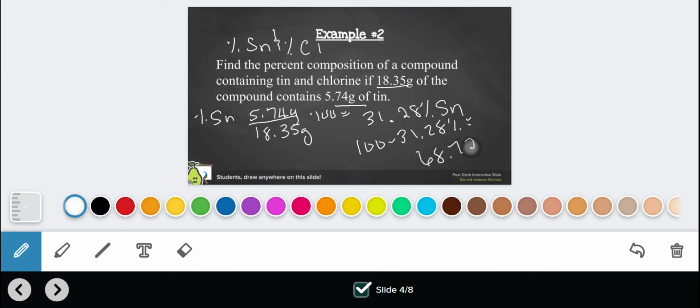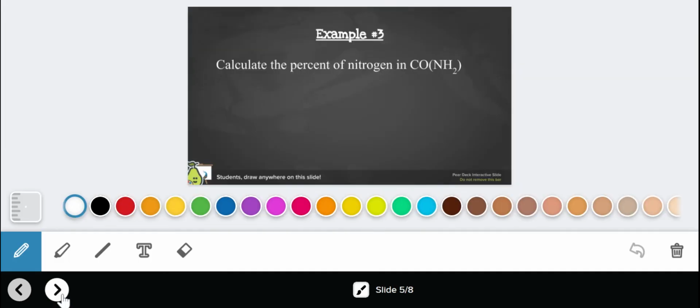68.72% of chlorine. And so our answer would be 31.28% tin and 68.72% chlorine. Let's look at one more type of problem.